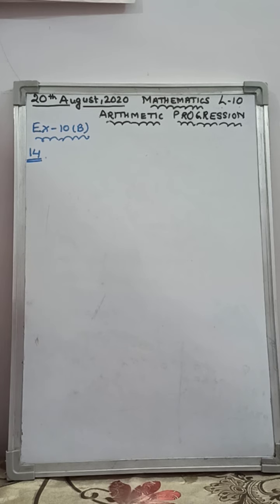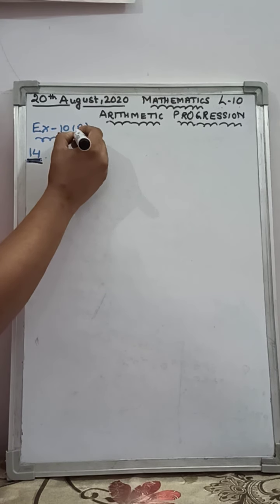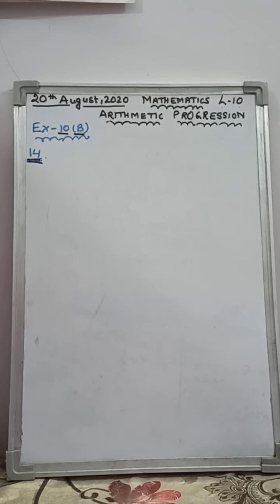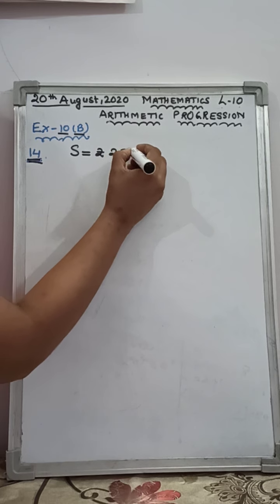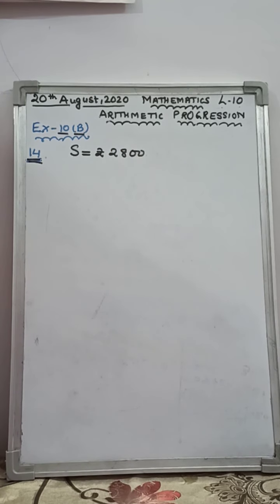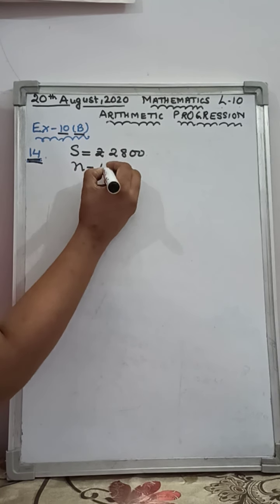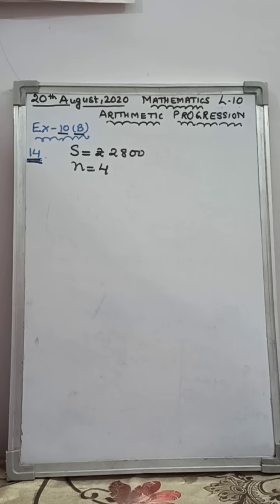Now we will do question number 14 of exercise 10B given on page number 135. The question says that a sum of rupees 2,800, that means the sum S is given to us, rupees 2,800, is to be used to award 4 prizes. That means n is given to us, 4, because there are 4 prizes. If each prize after the first is rupees 200 less than the preceding prize, find the value of each prize.